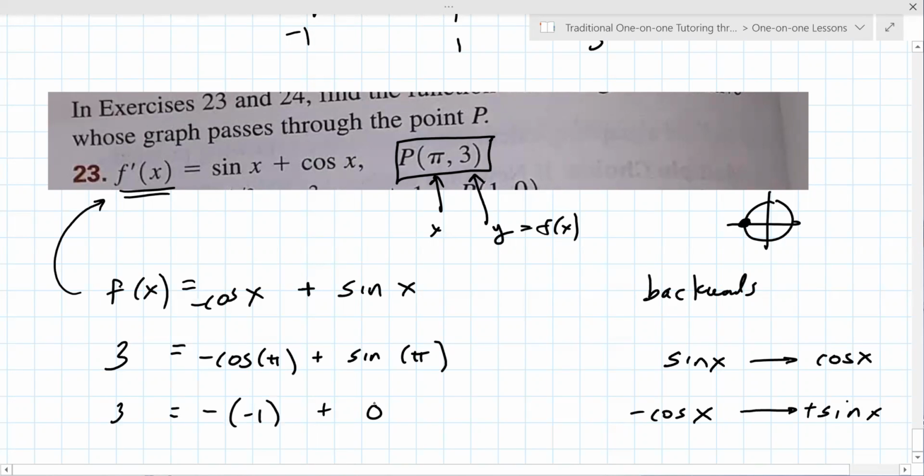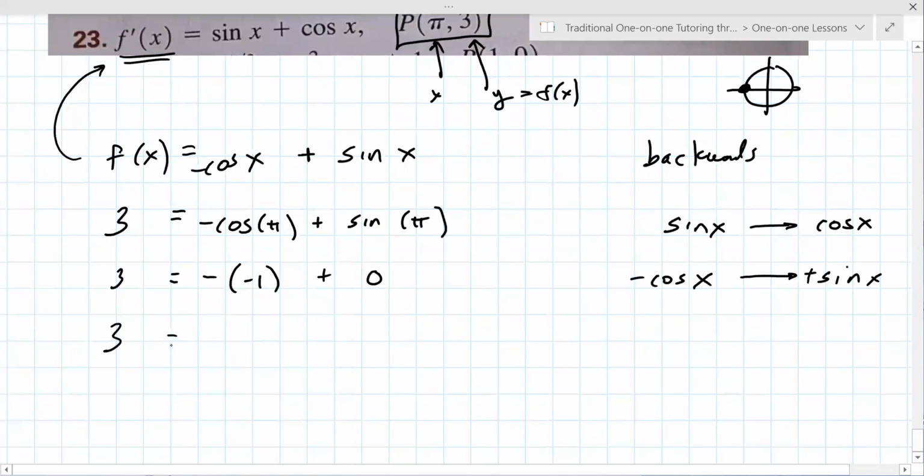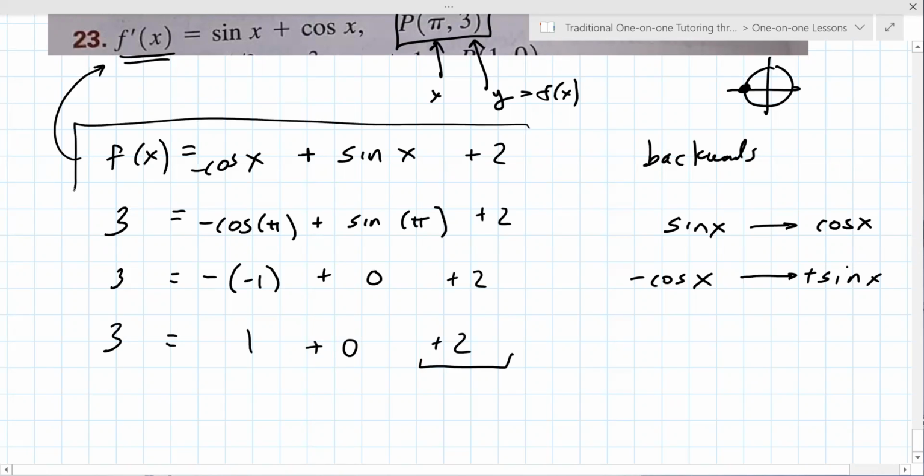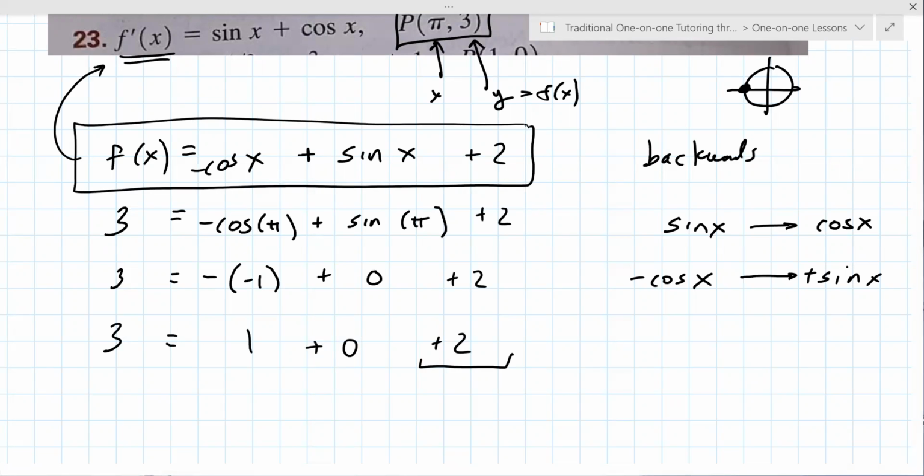Is this true as is? Does 3 equal 1 plus 0? No. So what do you have to add here to make it true? 2. So plus 2, and now it works. And this is your answer. Oh, so they just want you to find the equation that makes it true, basically. Yes. This is calculus 2. You'll see this also at the end of your class year, but it's like a preview of it.